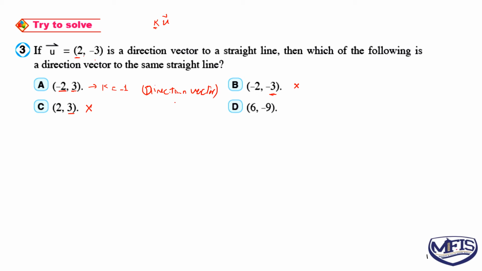The last one here, 6. It means we multiply 2 by 3, so k here is 3. If we multiply -3 by 3, it will be -9. So it represents a direction vector to the same straight line, and k here equals 3.